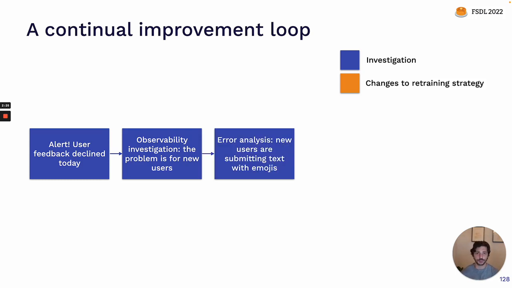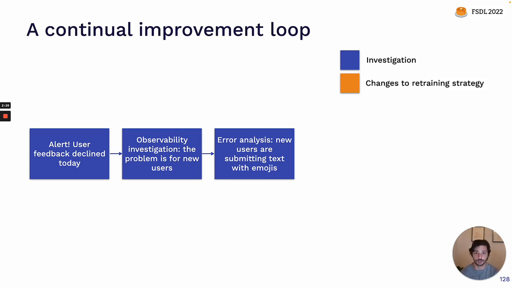The next thing that we might do is do error analysis. So look at those new users and the data points that they're sending us and try to reason about why those data points are performing worse. And what we might discover is something like our model was trained assuming that people were going to write emails, but now users are submitting a bunch of text that has things that aren't normally found in emails, like emojis, and that's causing our model problems.